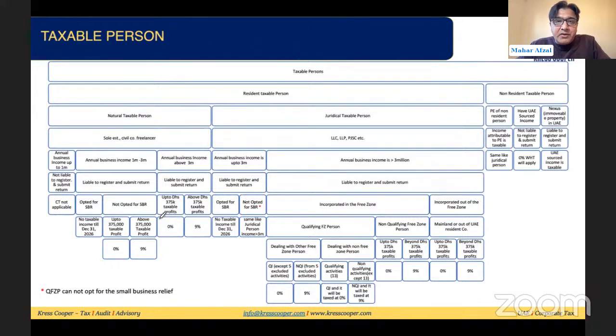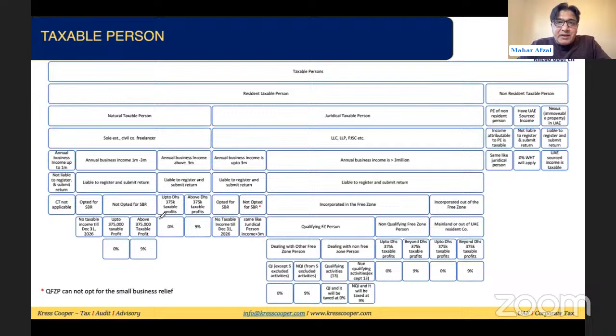Again, I have included this slide just to give you a recap: the law doesn't differentiate the income you are generating from the UAE as subject to one tax rate and the income you are generating outside the UAE as subject to a different tax rate. One tax rate is applicable to the income, whether you are generating it in the UAE or outside the UAE. UAE sourced income and foreign source income, the tax rate is the same.